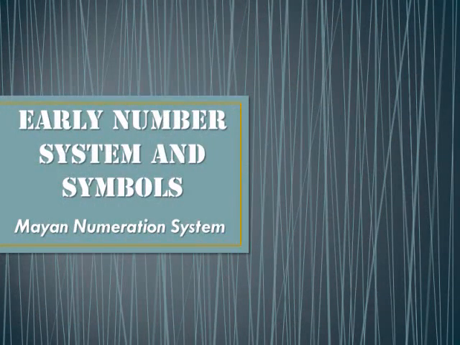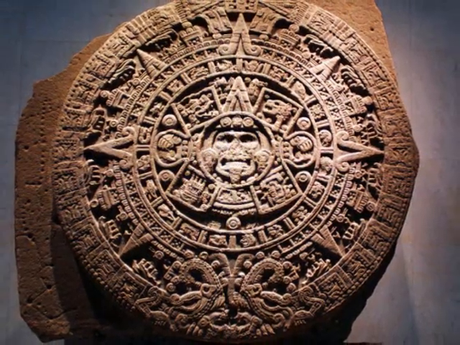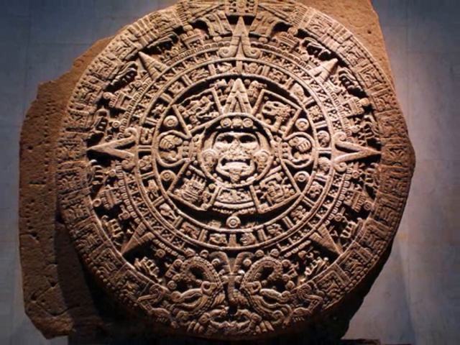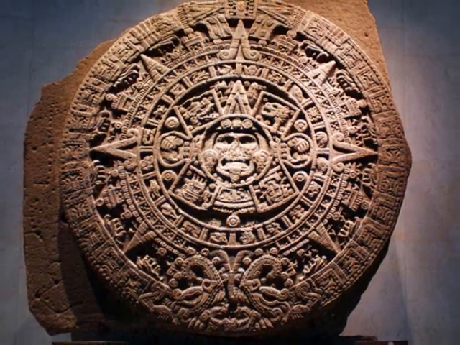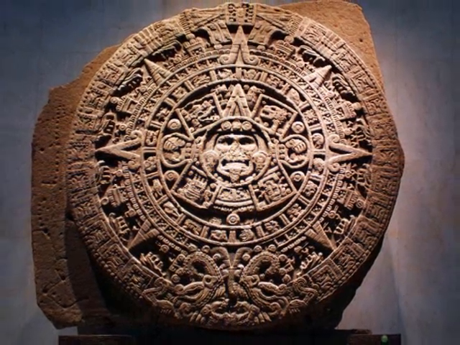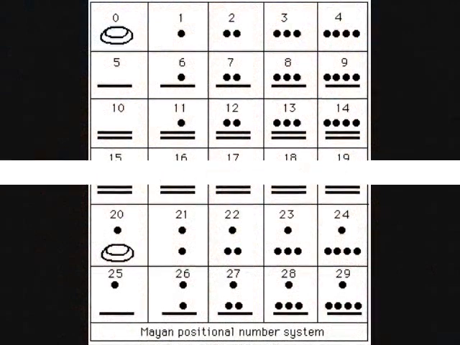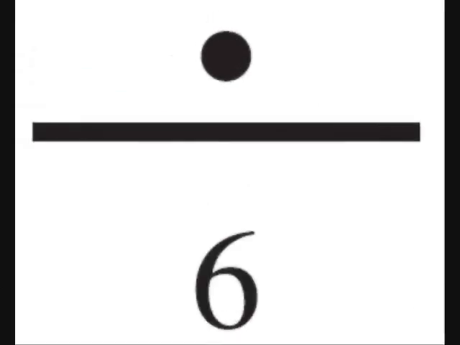Mayan numeration system. The Mayan calendar year was composed of 365 days divided into 18 months of 20 days each, with a residual period of 5 days. This led to the adoption of a counting system based on 20, a vigesimal system. Numbers were expressed symbolically in 2 forms. A short horizontal bar represented 5 and a dot 1. For example, number 6: there is 1 horizontal bar and 1 dot.